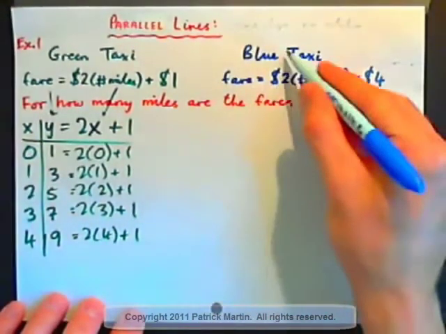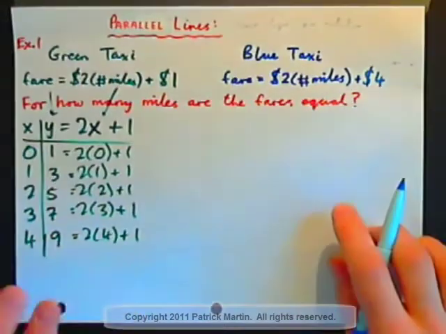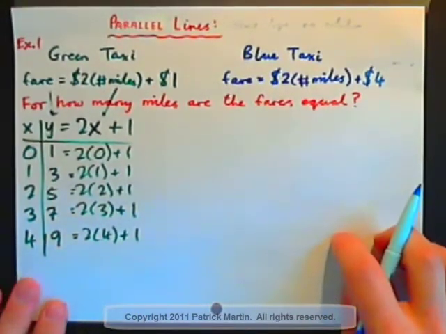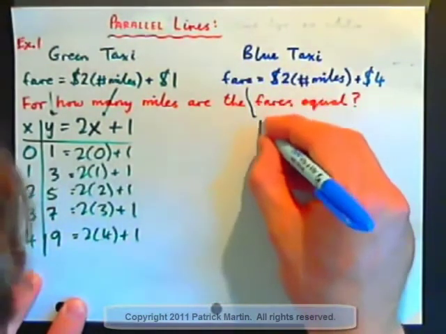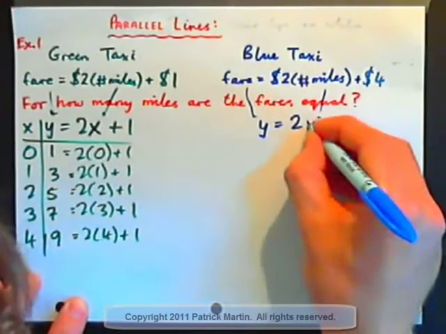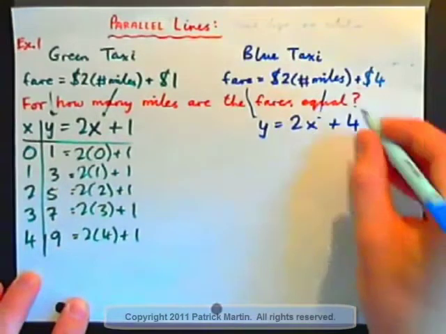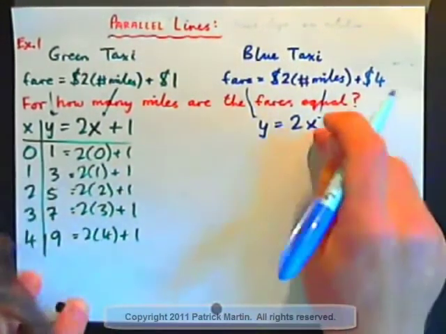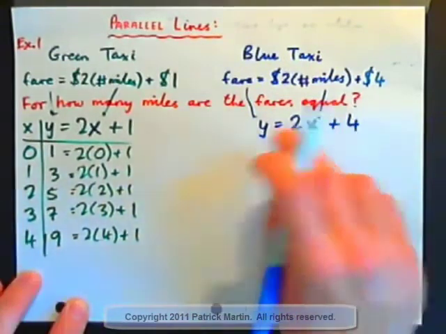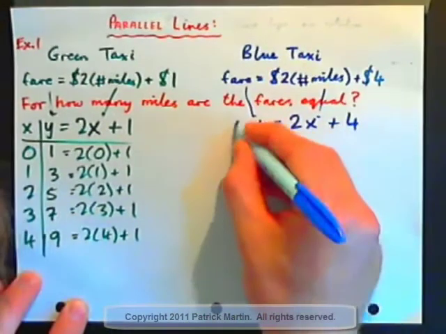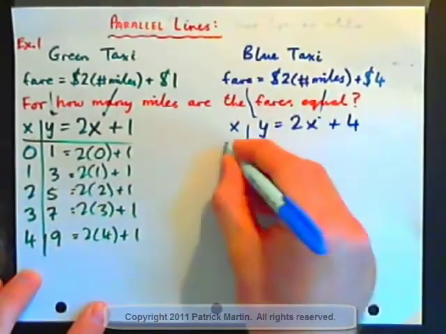Now, can you do the same thing for the blue taxi? Just put up a table real quick. Press pause on your video and do that. Okay, now I'll do it. The fare is going to be the output, y. And miles is going to be the input, x. And the reason miles is the input is because that's what we start with. You always start with the miles, then you can calculate the fare. So the fare depends on your number of miles, so fare is the dependent variable, right?